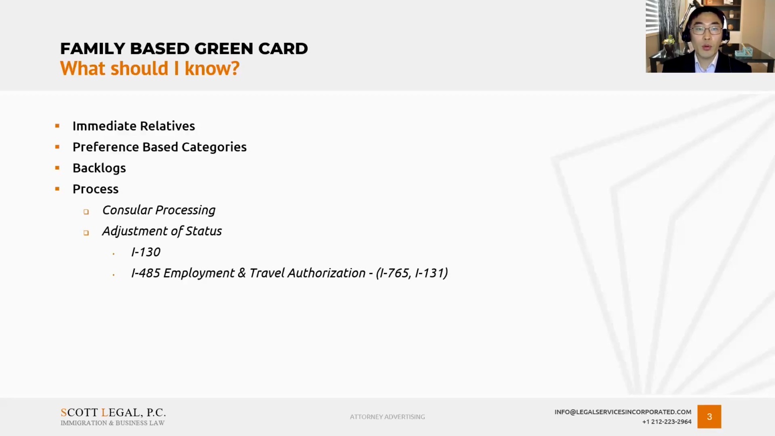Next, let's talk about the process for family green card cases. The review and application process basically has two parts. The first part is the I-130 petition you submit to USCIS. Basically, this petition proves whether the petitioner and beneficiary really have a bona fide relationship. The relationship could be marriage-based, parent-child-based, or sibling-based.